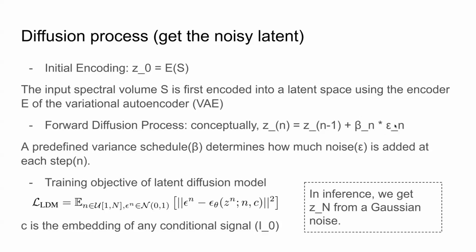And here beta n is, according to the paper, some predefined variance schedule. They didn't tell us what the schedule is, but it's okay. We just know that the schedule tells us, for each step, how much noise is going to be added. So you can imagine the noise keeps building up until finally you might see a very noisy picture. What is Z? Sorry, Z is a noisy latent.